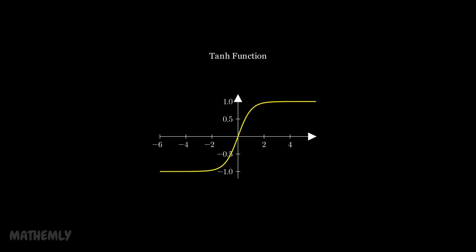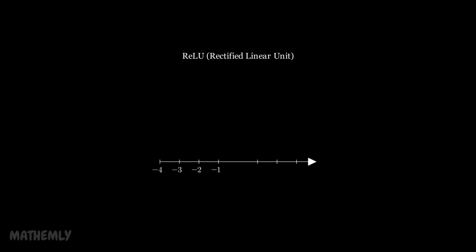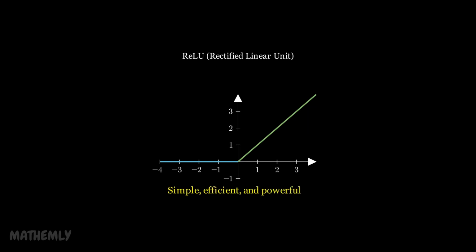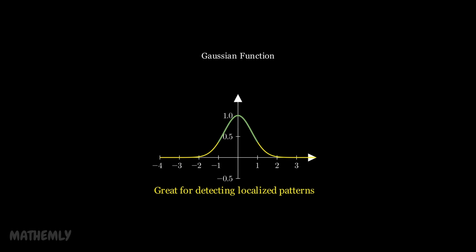Tanh function. Similar to sigmoid but outputs between -1 and 1. Because it is centered at 0, it helps the learning progress more smoothly. ReLU or rectified linear unit. The most popular choice in modern deep learning. It outputs 0 for negative values and grows linearly for positive ones. Simple, efficient and powerful. Gaussian function. This is bell-shaped and great for detecting localized patterns. It is less common in standard networks but very useful in specialized models like radial basis.